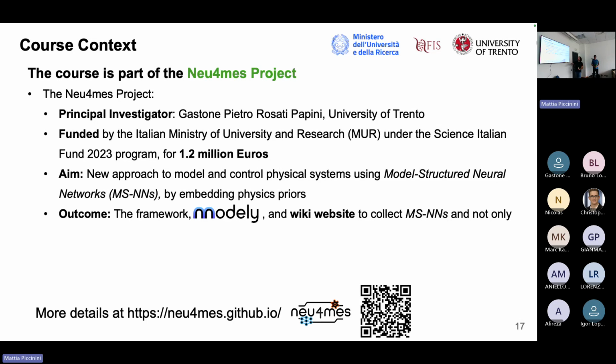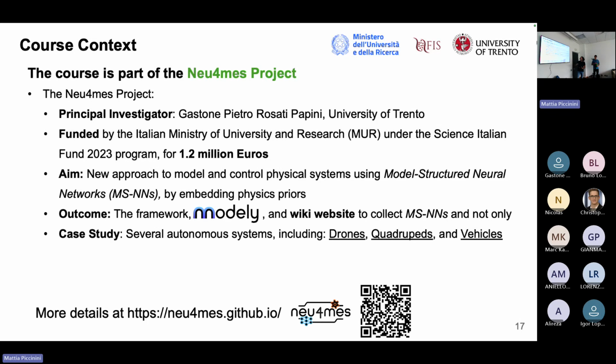And the other main outcome of the project was to design a wiki website that was collecting the knowledge of model-based neural networks around the world. This is an ongoing part of the project, so we are not ready yet, but we are working on that.